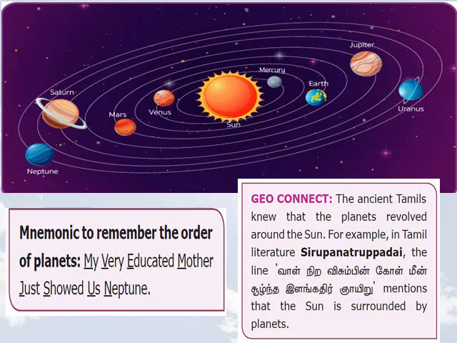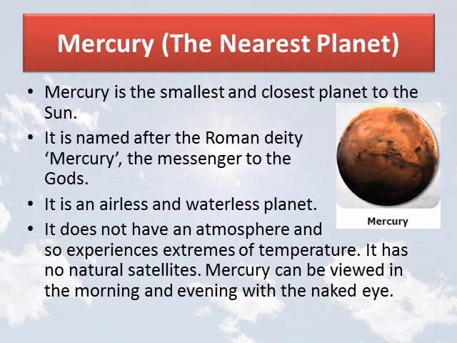Now children, let us learn about the planets. First we will see Mercury, which is the nearest planet. Mercury is the smallest and the closest planet to the sun. Which is the closest and the smallest planet? It is Mercury. It is named after the Roman deity Mercury, the messenger to the gods. It is an airless and waterless planet. There is no air, no water on Mercury. It does not have an atmosphere and so experiences extremes of temperatures.